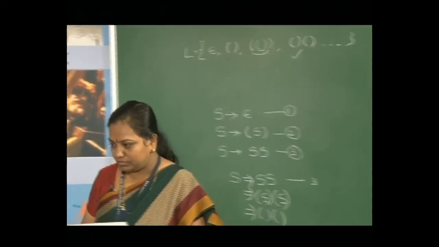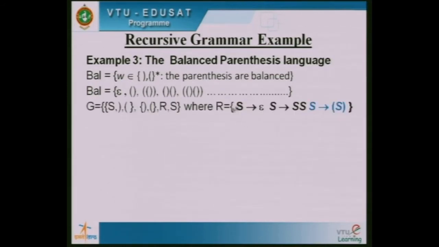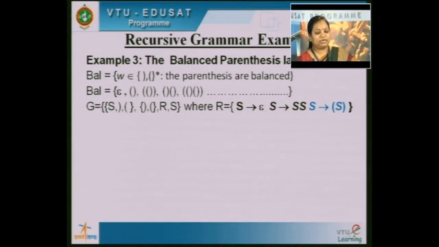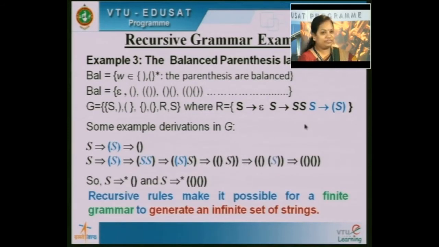So, what are the possible strings here? We have epsilon and different possible parentheses. In the grammar, S is the non-terminal, and the opening and closing parentheses are the terminals. There are three rules: S tends to epsilon, S tends to SS, and S tends to opening parenthesis, S, closing parenthesis. And for this we have a few derivations, one of which we have seen here.